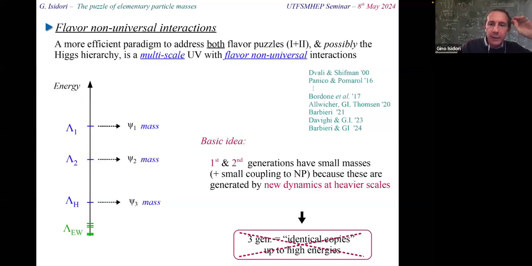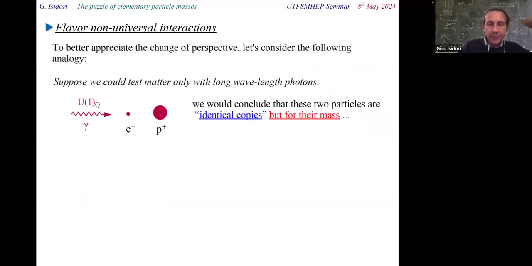But before being quantitative, let me give you an illustration of the shift of paradigm, which I think is important. I put here some quotes. I think these are all ideas on which there has been quite a lot of recent interest with concrete constructions. But before entering the construction, let me make a simple, very naive illustration, which I think is interesting.